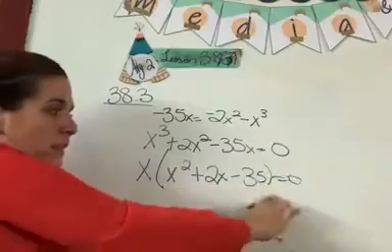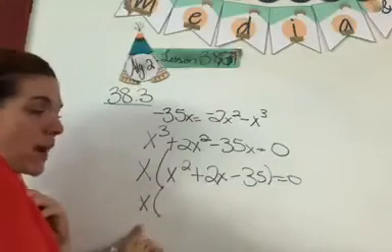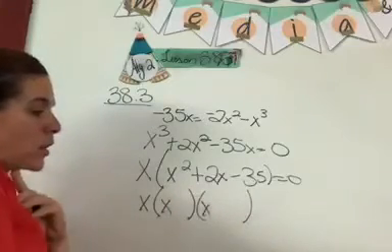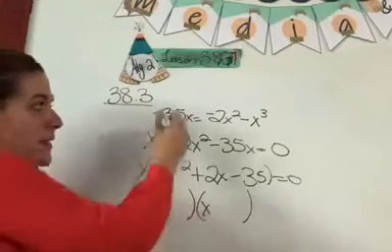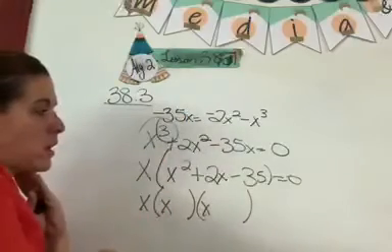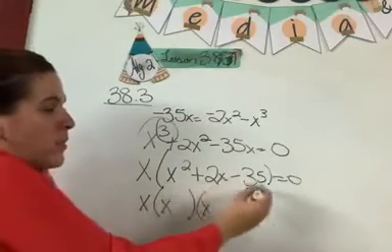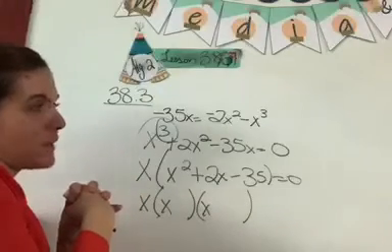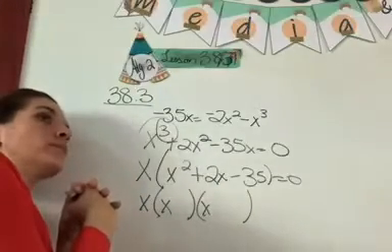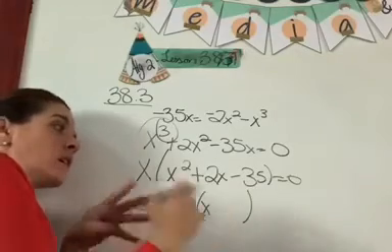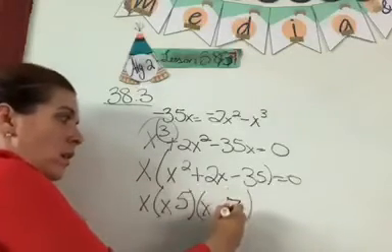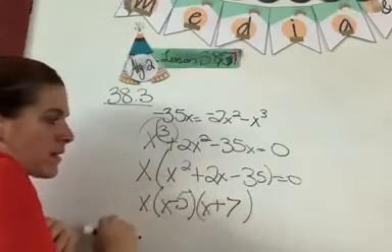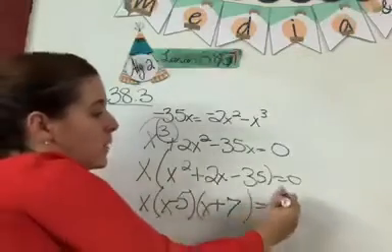Now we have to factor this thing inside. Keep your x. Okay, so now we have 2 parentheses plus this, and that makes sense because we started out with a 3, okay? So we have the factors of negative 35 that are going to add up to equal positive 2. That would be 1 and 35, no. 5 and 7, yes. Okay, positive 7, negative 5 to get a positive 2. Then we put it equal to 0.